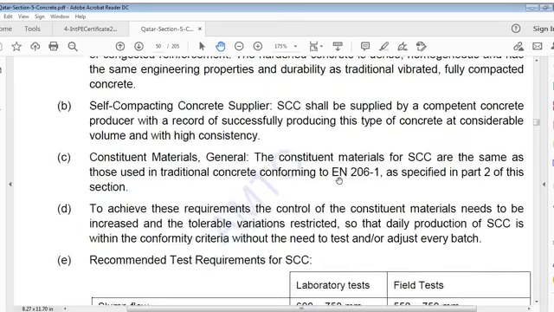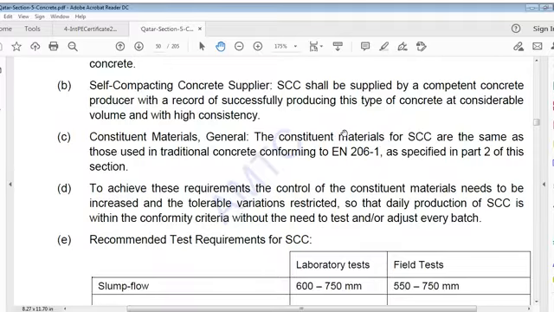Self-compacting concrete supplier. Self-compacting concrete (SCC) shall be supplied by a competent concrete producer with a record of successfully producing this type of concrete at considerable volume and with high consistency. Constituent materials, general. Constituent materials for SCC are the same as those used in traditional concrete conforming to EN 206-1, as specified in part 2 of this section.